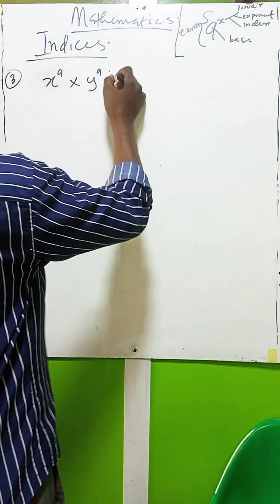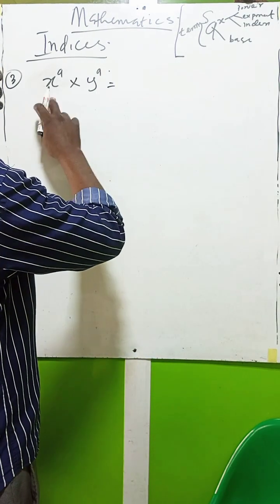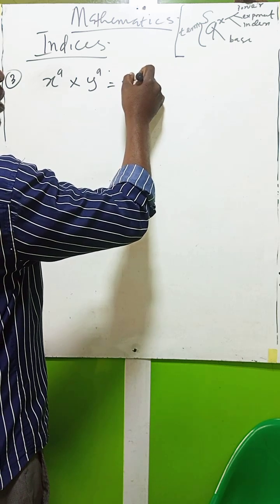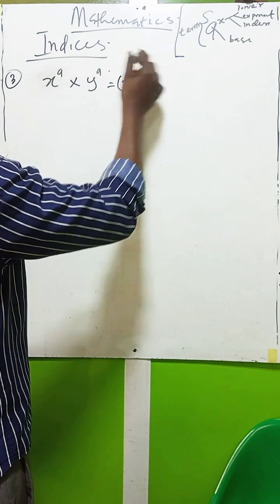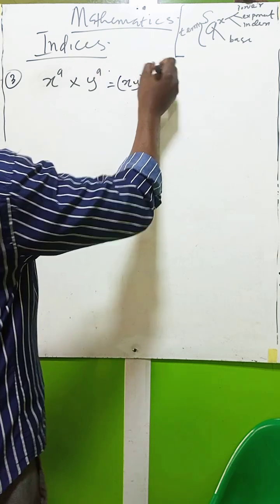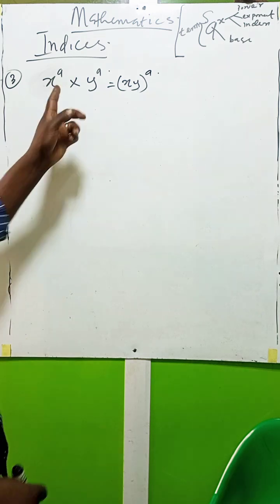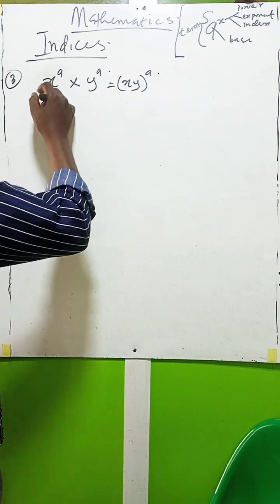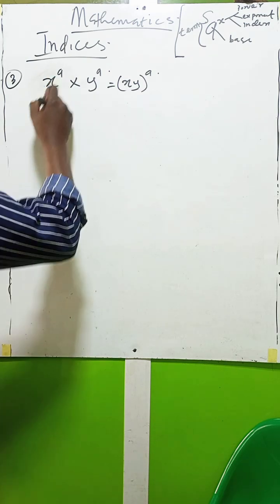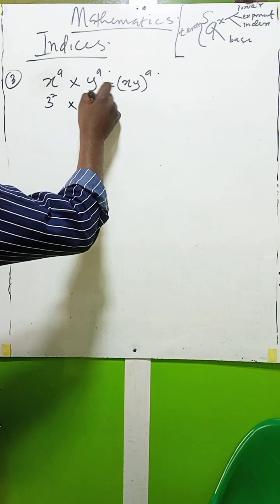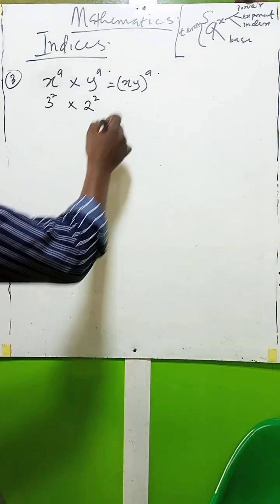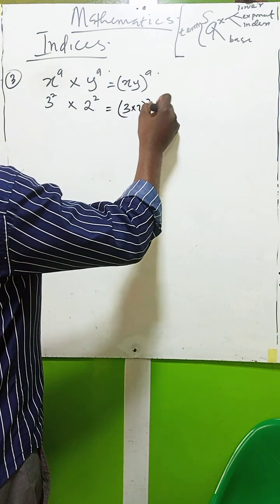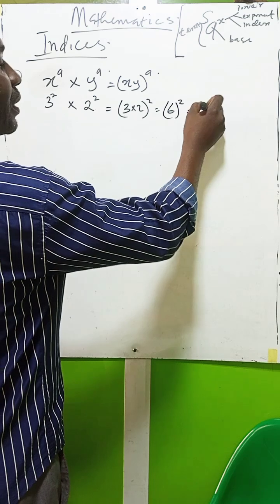This states that we'll multiply the bases, which is x, y, then we'll power it with a single power, since the powers are the same. For instance, if we have 3 raised to the power 2 times 2 raised to the power 2, this is 3 times 2 raised to the power 2, which is 6 raised to the power 2, which is 36.